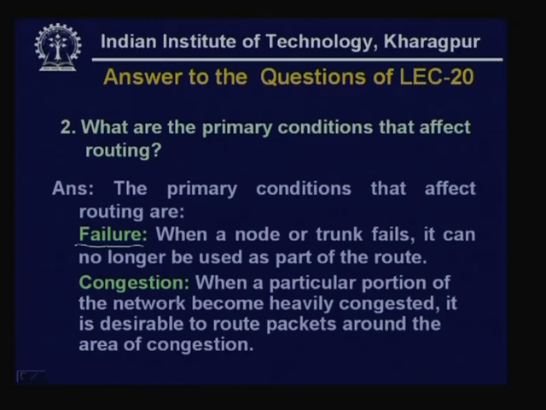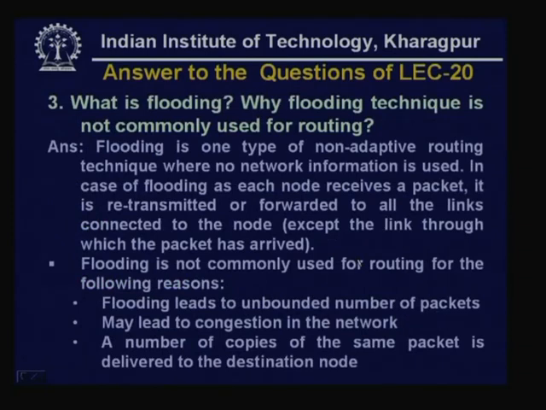And the second aspect is congestion. Whenever a particular portion of the network becomes heavily congested, it is desirable to route packets around the area of congestion rather than through the congested area. So, these are the two primary conditions that affect routing, and routing strategy is to be changed whenever these two happen.